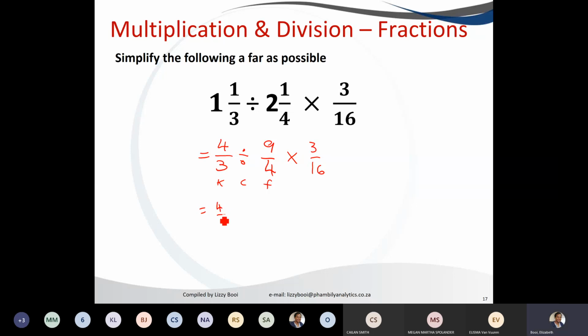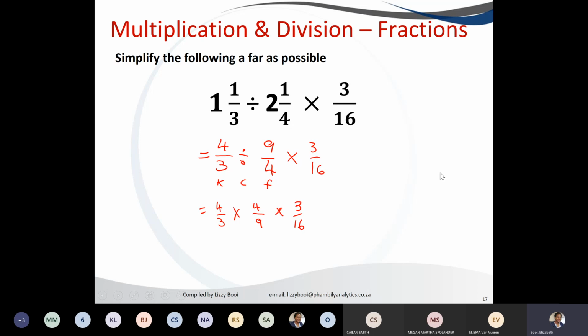So we keep 4 over 3. We change the sign to a multiplication. We flip the fraction from 9 over 4 to 4 over 9. And we can also keep the 3 over 16 fraction that is multiplying there.